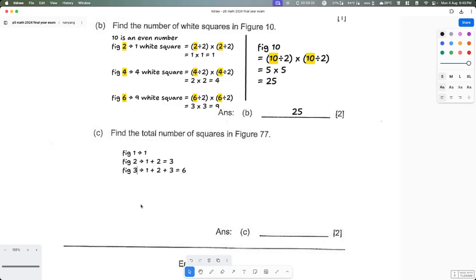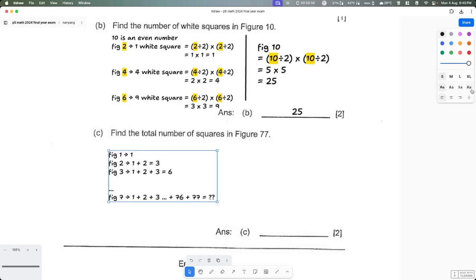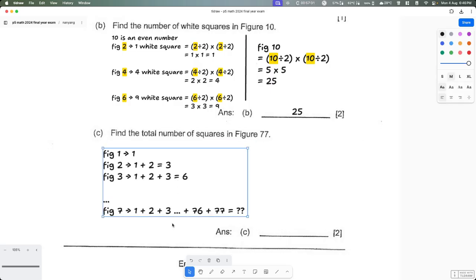Okay, so that means for figure 77, it is equal to 1 plus 2 plus everything, up to plus 76 and then plus 77, which is equal to we don't know. So you can actually manually count if you want, but what I usually want to do is to make this easier.